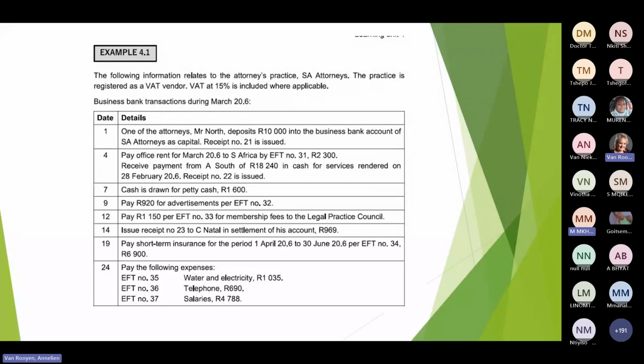And what account will be credited? Sie Natal or a debtor control account. Okay, remember he's a debtor, he owed us money. So we will do the debtor control account. But we'll have a look at that next week in more detail.